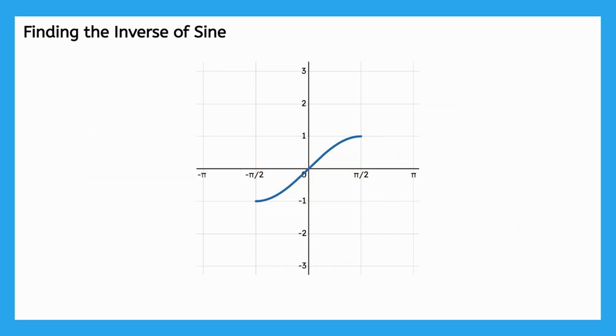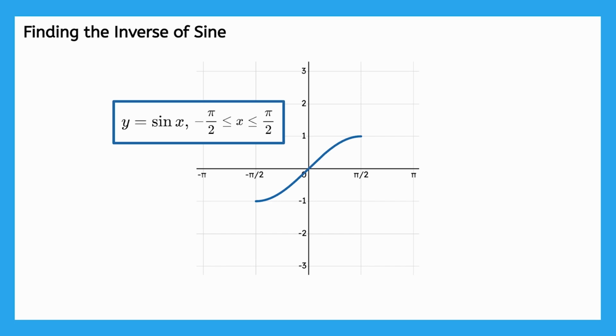Slicing out only this portion of the graph, the sine function now passes the horizontal line test and is therefore now invertible. This restricted sine function now has domain -pi over 2 to pi over 2, but it keeps its range of -1 to 1. Now let's find the inverse.